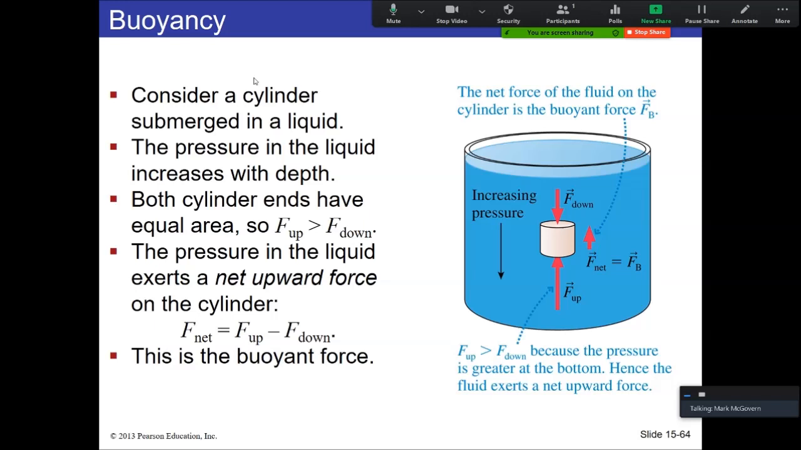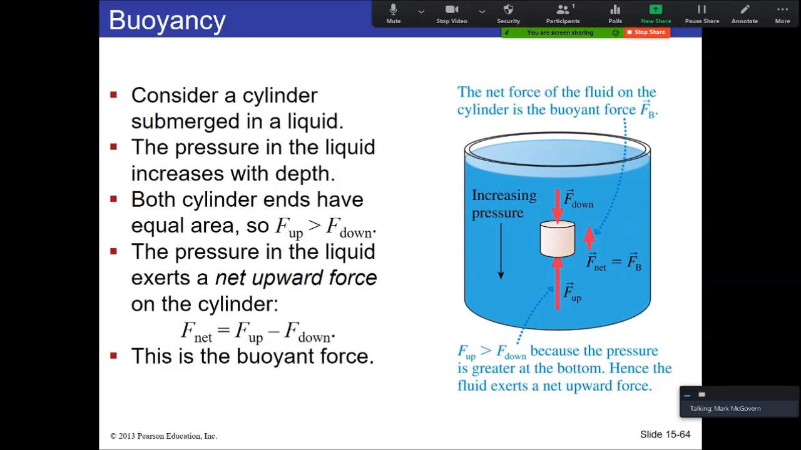All right, so the idea with buoyancy is we're considering if an object is submerged in a liquid, what will it do? Will it sink? Will it stay in suspension in the liquid? Will it float? And so that's what we're interested in doing here.